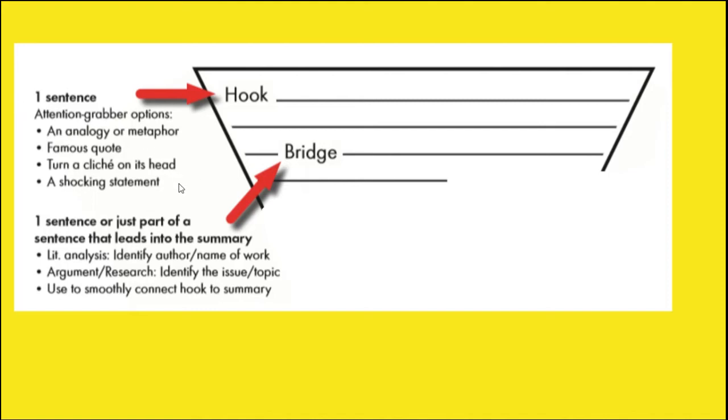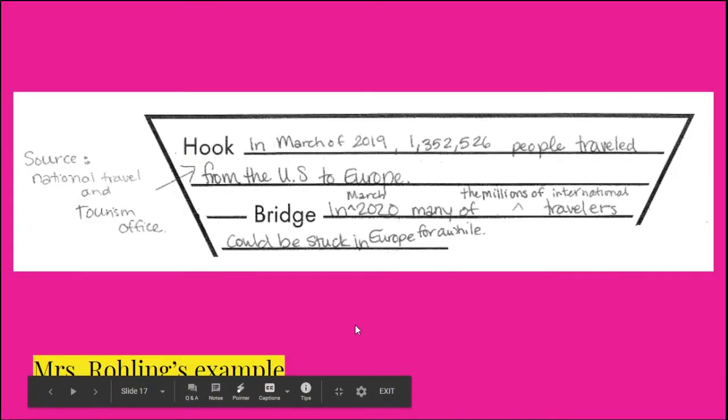The bridge is going to smoothly connect hook to summary. How do these things tie together? How does your hook tie to your summary? That's where your bridge sentence goes. And I have an example for you.